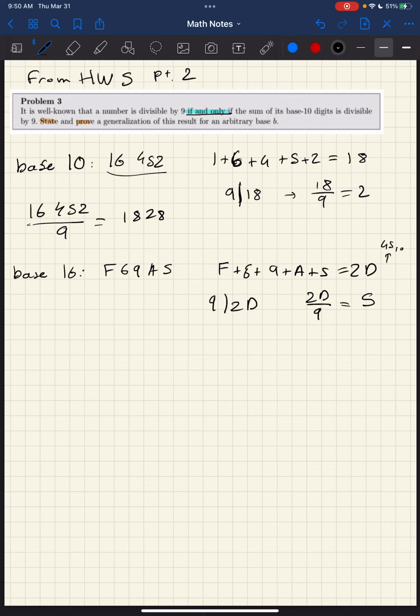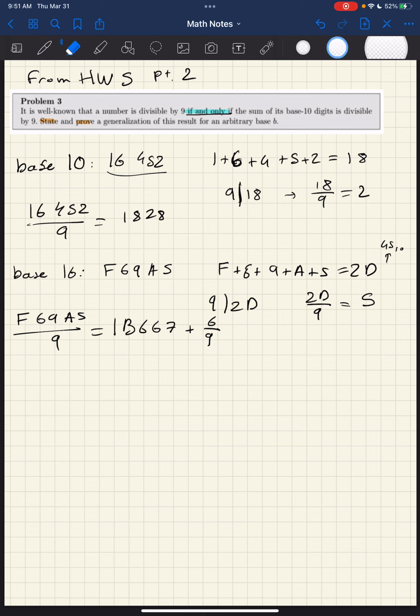However, if we take the number that we got, f69a5, and divide it by 9, we'll actually get a fraction. We'll get 1b667 plus 6/9. So we can see that it doesn't hold true for other bases, and that means that instead of having 9 here, we'll actually have b minus 1, and we'll see that will work.